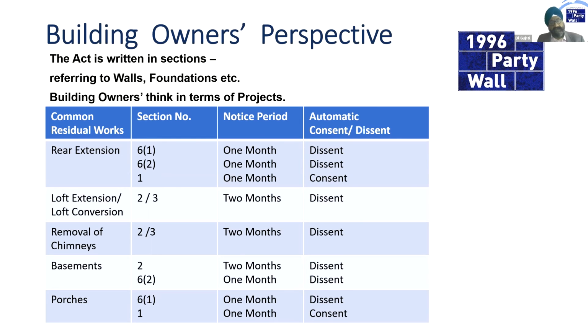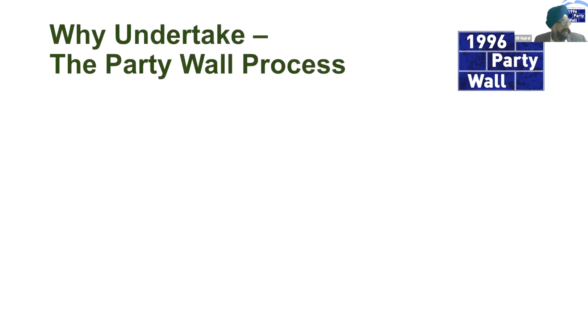And where you're building on the line of junction, I'm going to explain this tomorrow or on the third day, where you've got porches and doing Section 1 works, 1-month notice period, but that one is automatic consent. So I think I'm doing quite okay for time. That's a run-through of the building owner's perspective and relating it to common types of works.